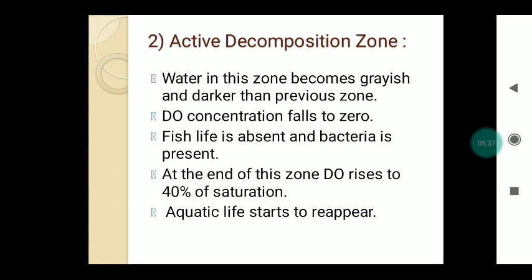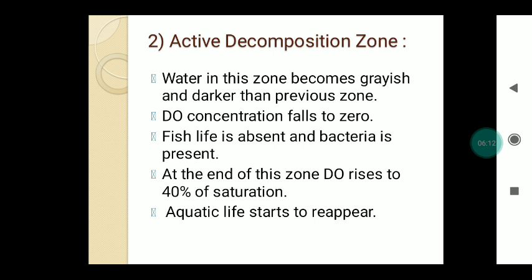The second zone is nothing but the active decomposition zone. In this zone, the water becomes grayish and darker in color than the previous zone. The dissolved oxygen concentration falls directly to 0. In this zone the dissolved oxygen amount is 0, fish life is absent, and bacteria are present. In this active decomposition zone, the total decomposition of organic matter takes place. That's why aquatic life or fish life is absent in that particular zone.